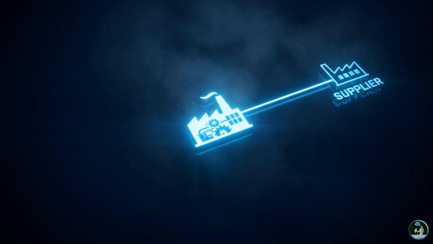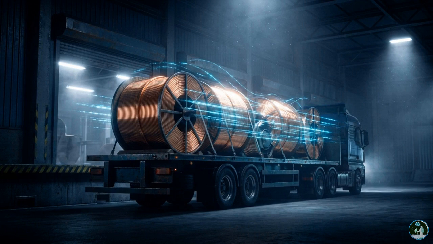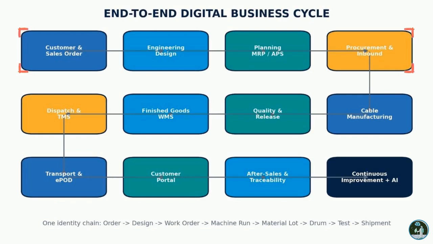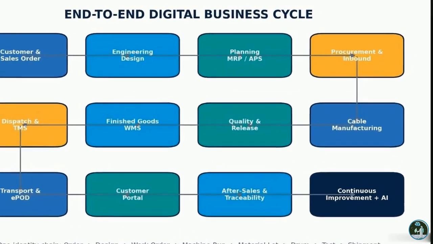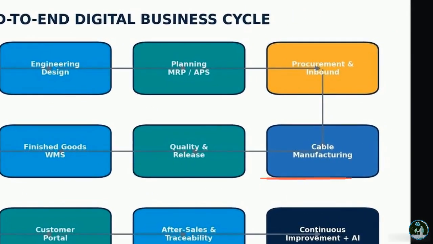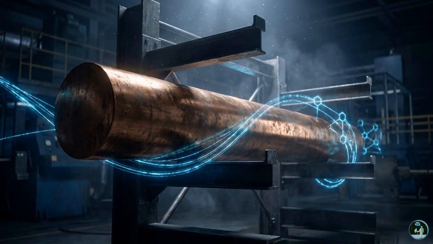Once that schedule is set, it triggers the procurement systems. Inbound raw materials are timed to arrive exactly when the machines are ready to process them. Looking at this sequence, you can see how the digital blueprint is completely locked in. The data flows sequentially from the customer order, through engineering and planning, and into inbound logistics, long before a single piece of factory machinery is powered on. Now the physical work begins.